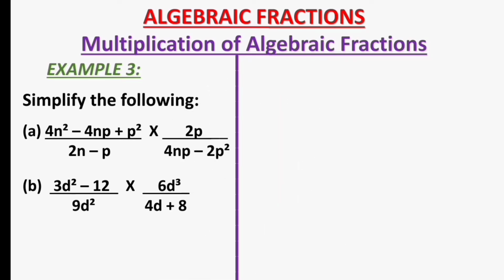Let's see our third example involving the multiplication of algebraic fractions. Example 3. Simplify the following. Question A. 4n squared minus 4np plus p squared divided by 2n minus p times 2p divided by 4np minus 2p squared. Question B. 3d squared minus 12 divided by 9d squared times 6d cubed divided by 4d plus 8.